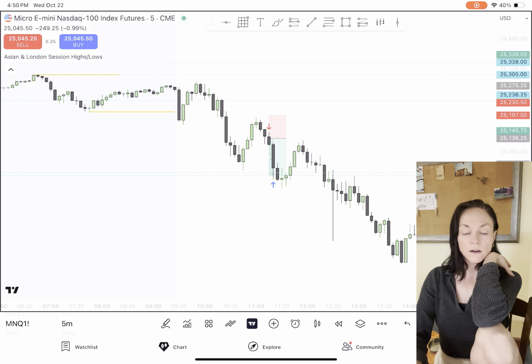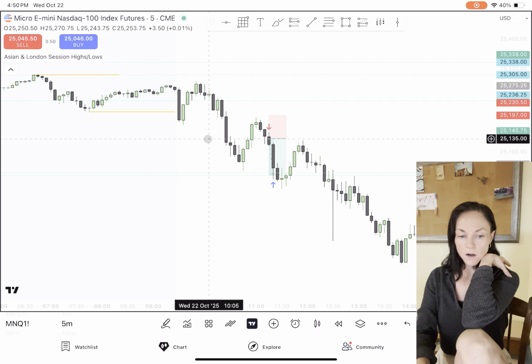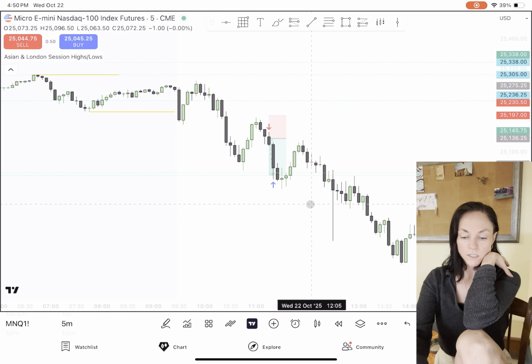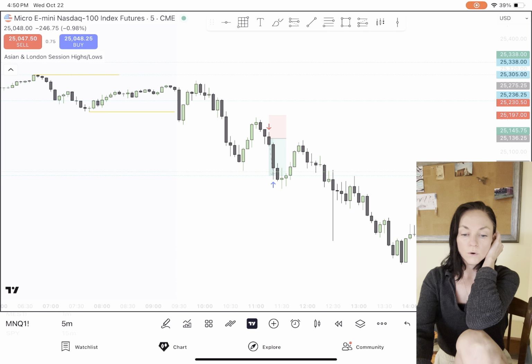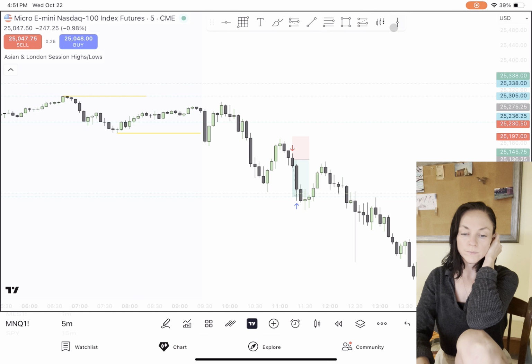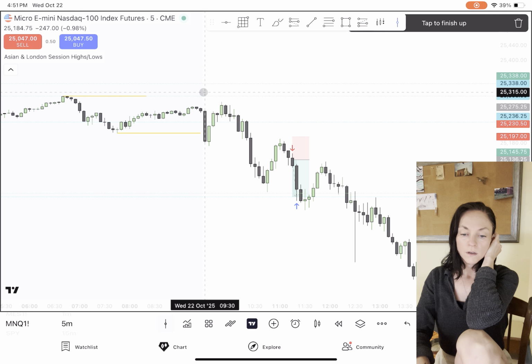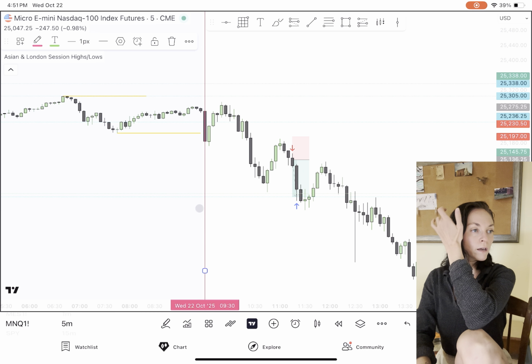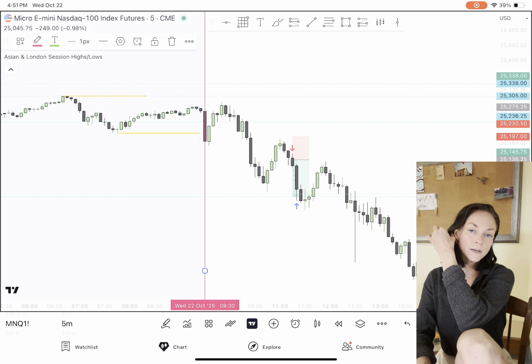Hello everybody. So today I'm going to talk about a trade that I found on the Micro E-mini NASDAQ, and this is October 22nd, 2025. So upon market open, which is right here, we were bearish on both the 1 hour and the 4 hour. So my bias was to find a short.